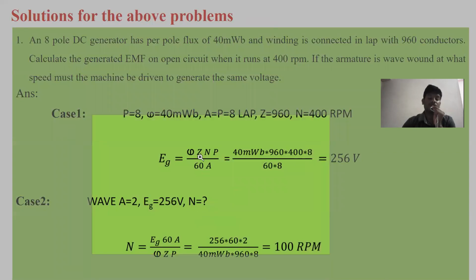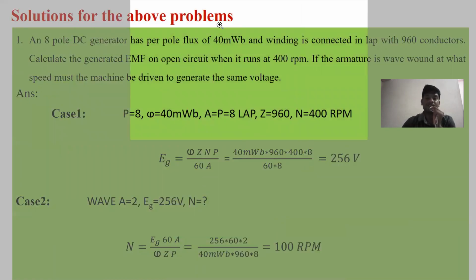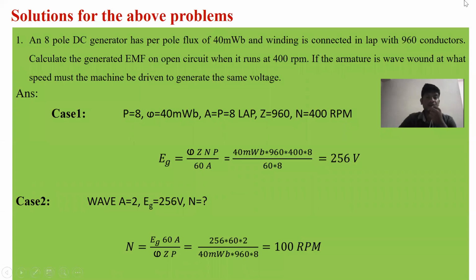From the EMF equation I write the speed equation, N equals EG into 60A by phi ZP. Simply substituting the values, I get 100 RPM here. So this is the first problem. We simply calculate the EMF from the formula by substituting the values. And if we change to wave winding, what happens to the speed? Initially it is 400 RPM, but with wave winding at the same voltage, the speed reduces to 100 RPM.